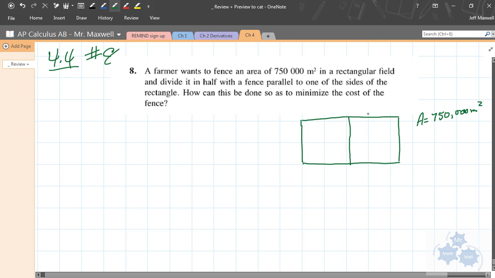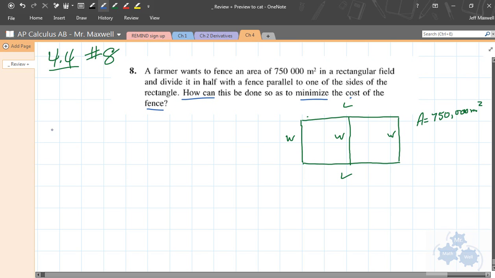So you're given some information, the area. That's important. And you know that the farmer wants to use this fencing material, and because he wants to divide it in half, he's got two lengths, a length here and a length here. But he's got 3 widths. You see that? Instead of 2 widths, he's got 3 widths. So it says, how can this be done, to make a rectangular pen like this with this area in total, to minimize the cost of the fence? So basically he wants to minimize the material.